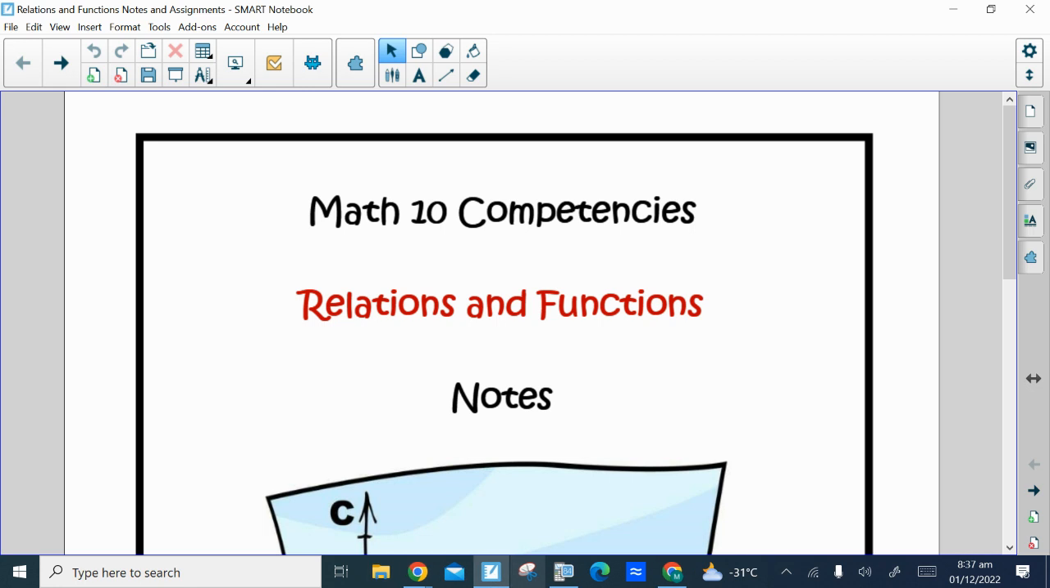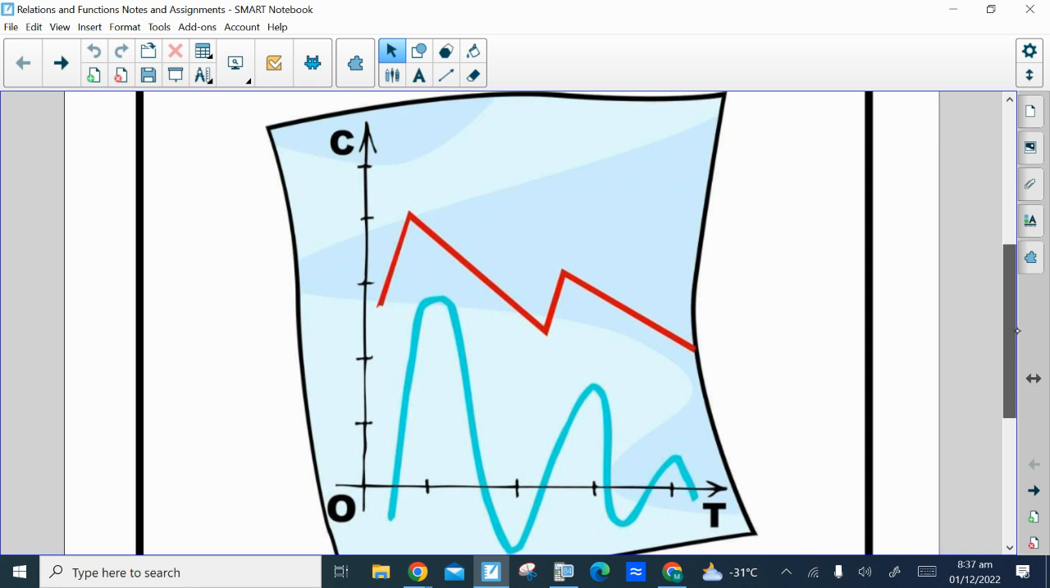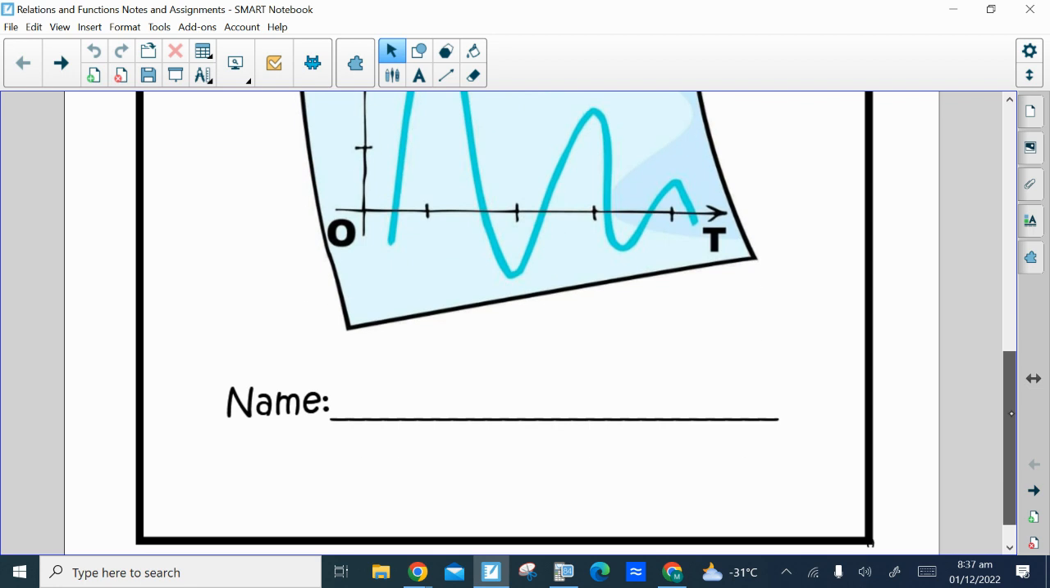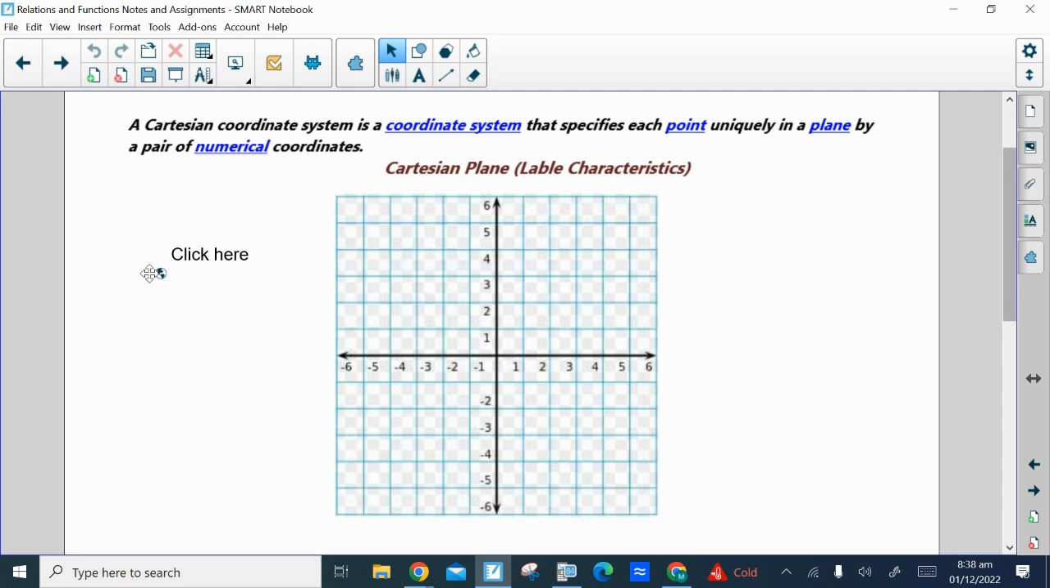Okay, so this next chapter is on relations and functions. And as the title page shows, it's going to involve looking at some graphs. So the first thing we need to review is a Cartesian coordinate system. It is a coordinate system that specifies each point uniquely in a plane by a pair of numerical coordinates. It's how we graph points and graphs on a grid.